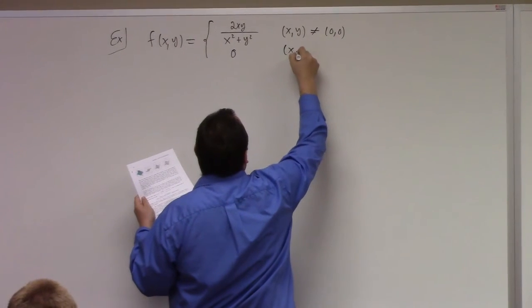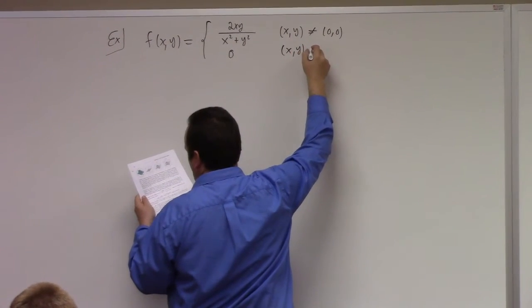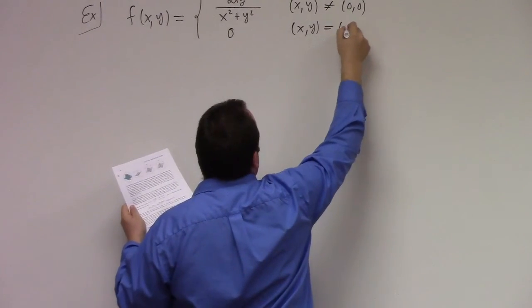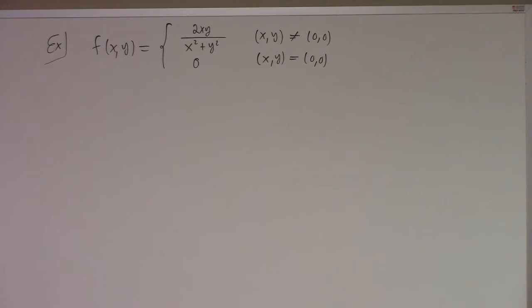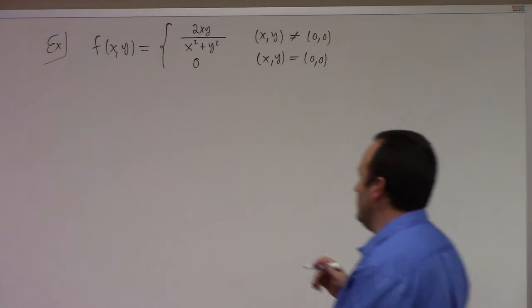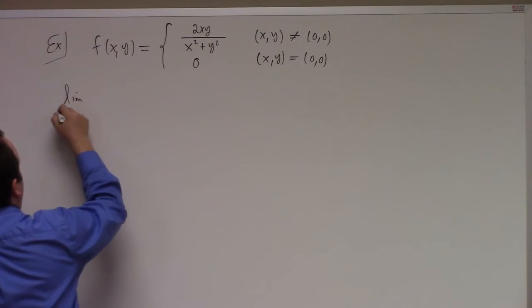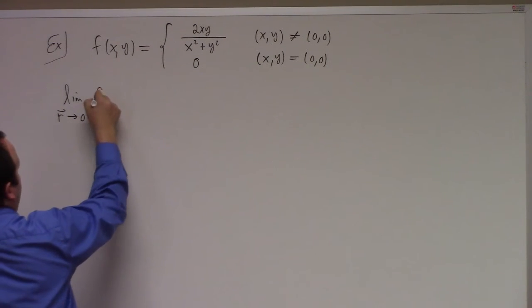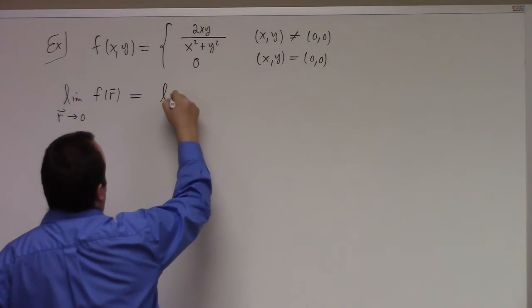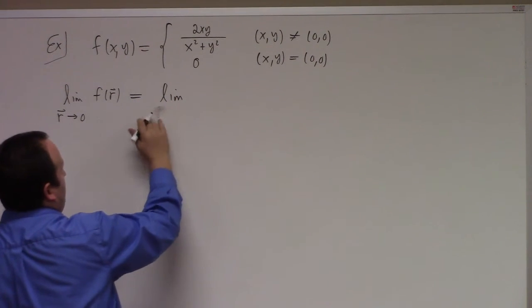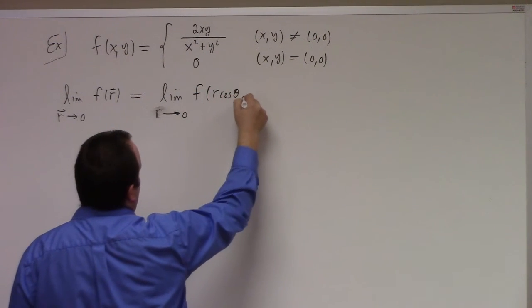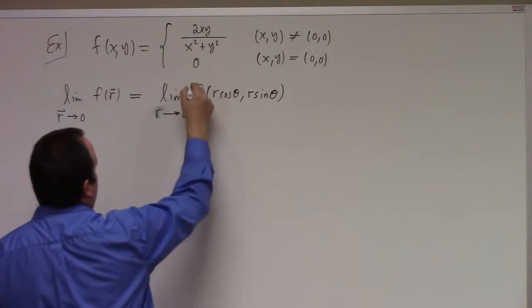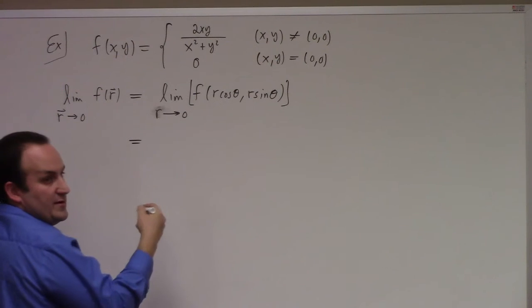Suppose we have f of x, y equals 2xy over x squared plus y squared for x, y not equal to 0, and it's just 0 at 0, okay? So here's the idea. Change to polar coordinates. All right, so we want to calculate the limit as r goes to 0 of f of r. I argue that this is equivalent to taking the limit as the radius goes to 0 of f of r cosine theta, r sine theta. In other words, just set x and y equal to their polar coordinate substitutions, right?